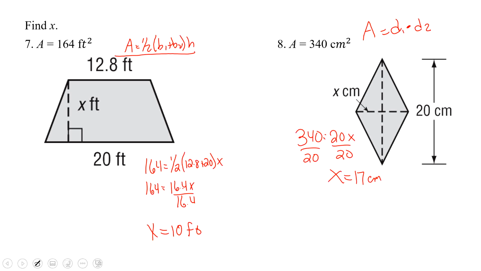Same thing on the kite. The area was 340. One of my diagonals was 20. I'm looking for the other diagonal. We'll call it x. So it's just 340 equals 20x. So x equals 17. Hope those are pretty straightforward. I hope you figured those out pretty easily.